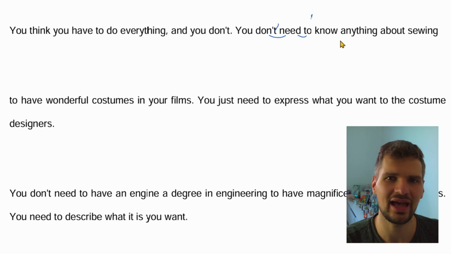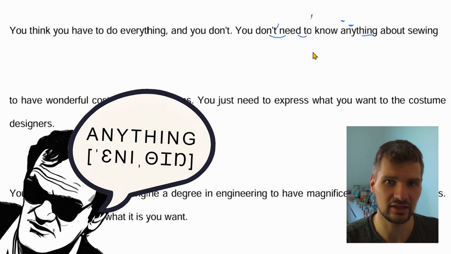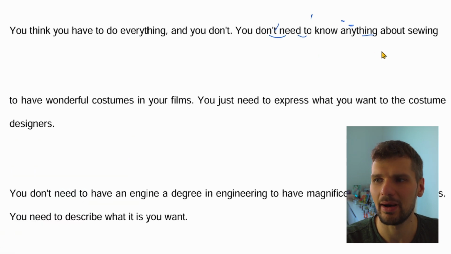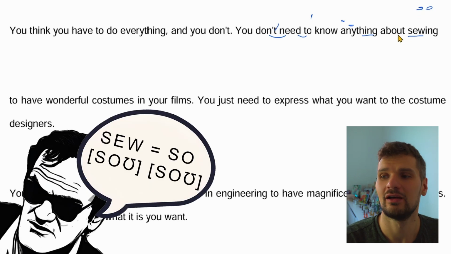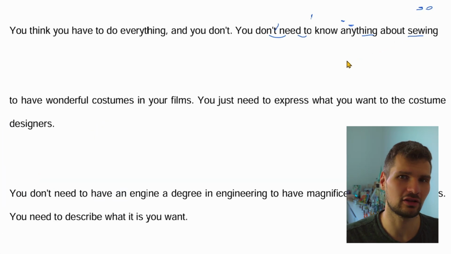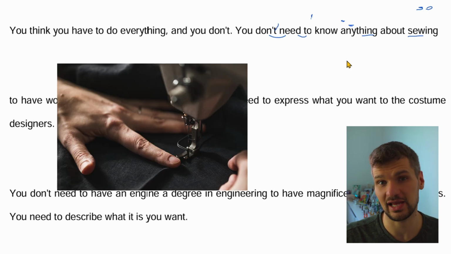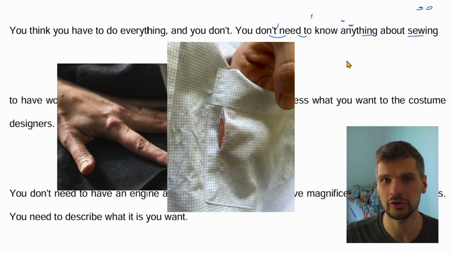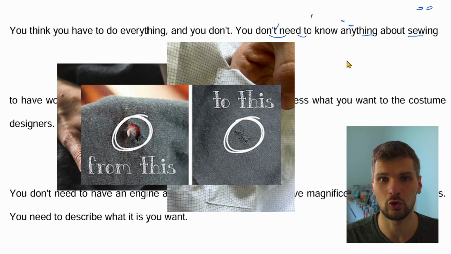Anything. So anything has two stresses. Primary stress goes on the first syllable, as in head. Second stress goes onto the second syllable, and the thing is short. Anything about sewing. Sewing is pronounced like so. And what is sewing? Sewing is a useful skill for making and repairing clothing. So, for example, if you have a torn shirt, you can repair it by sewing the torn edges.